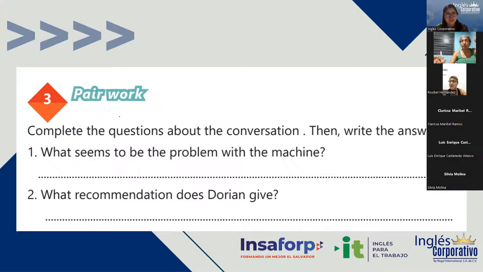Like when your washing machine is making a strange noise, and you're like, why is it making that noise? It makes a strange noise. Yes, strange noise. Okay, what recommendation does Dorian give? What's the recommendation that he gives? Once a fortnight to make sure. Check it once a fortnight. To check the brushes, once a fortnight.